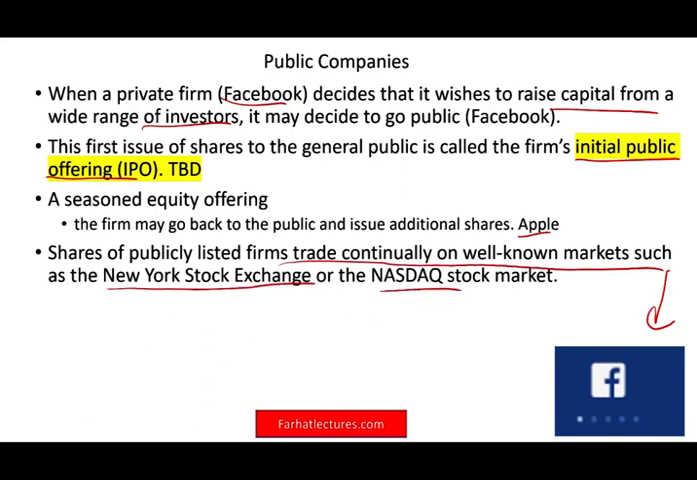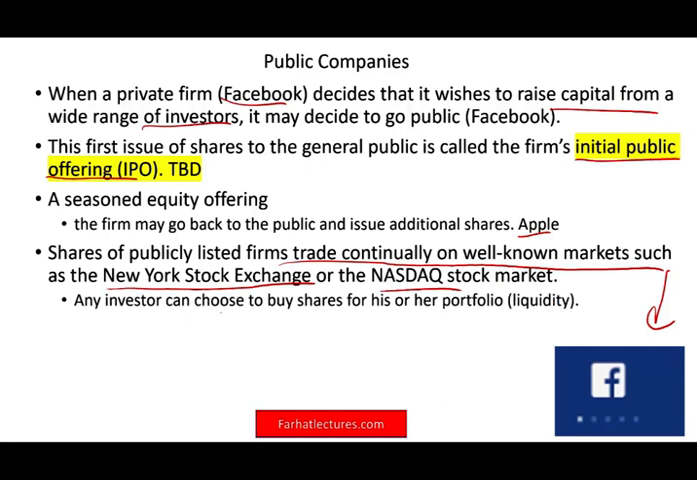And this is an advantage over private companies. Private companies, remember we talked about liquidity. They lack liquidity. Well, guess what? Public companies, on the other hand, don't lack liquidity. Why not? Because they are publicly traded. As I told you, I just sold some of my Apple stocks today. It was a very simple process. So any investor can choose to buy for his or her portfolio, or actually sell for that matter.